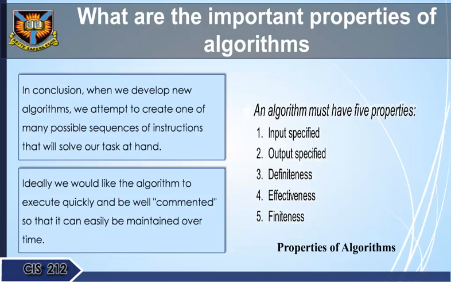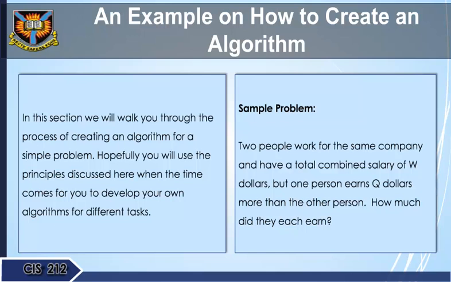In conclusion, when we develop new algorithms, we attempt to create one of the many sequences of instructions that will solve our task at hand. Ideally, we would like the algorithm to execute quickly and be well commented so that it can easily be maintained over time. An algorithm must have 5 properties: input specified, output specified, definiteness, effectiveness, finiteness. In this session, we will walk you through the process of creating an algorithm for a simple problem. Hopefully, you will use the principles discussed here when the time comes for you to develop your own algorithms for different tasks.